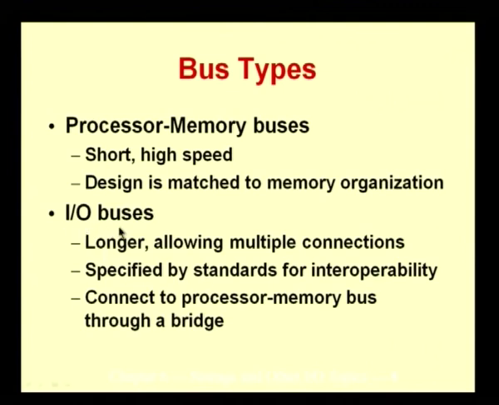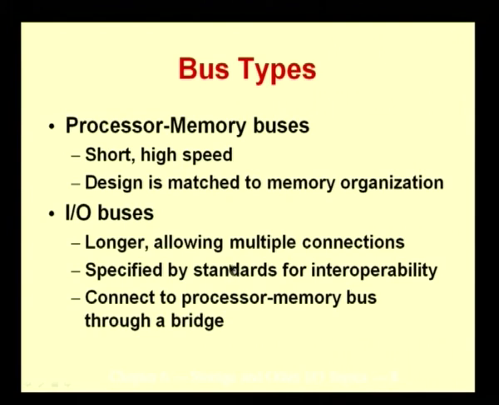And then in addition to that, we also have I/O buses. Normally I/O buses tend to be longer and allow for multiple connections, that is, you have different I/O devices that you will have to connect. These different I/O devices are of different types. So, we need to have buses which can support these different types of devices. In order to support different types of devices, we normally have certain standards, so that you have interoperability in place. So, you have I/O buses specified by standards for interoperability.